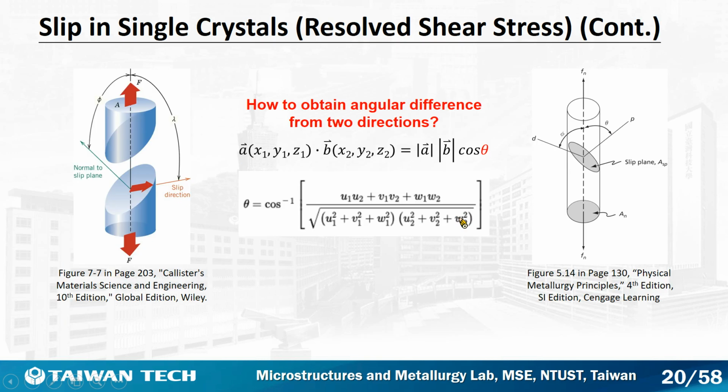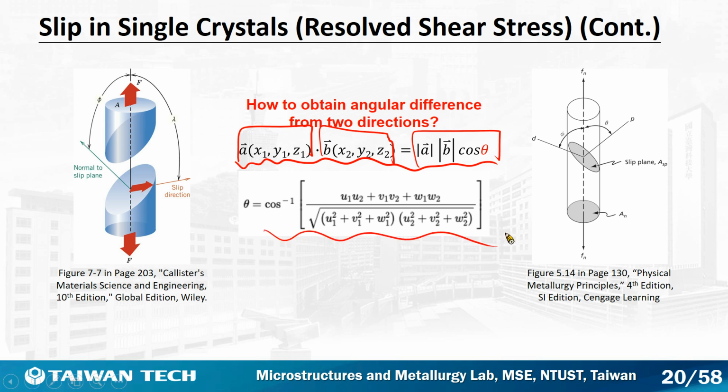And how do we obtain this phi and lambda? We can use the math rule, as we used previously. This is the inner product equation. Then we can get theta here, and theta equals cosine minus 1 of this term. But if you try to calculate this, you must use a calculator.